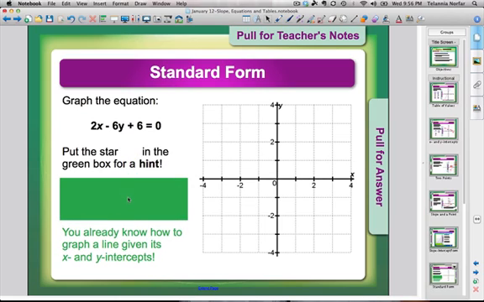Well, you already know how to graph a line given its x and y intercepts. So if you can actually find the x and y intercept given this equation, remember from your math classes that to find the x-intercept, you make y 0 and then you solve. And to find the y-intercept, you make x 0 and then you solve. Good job if that's in your memory. Pause the video until everyone has found the x and y intercepts, placed them on the graph, and then graphed the line.